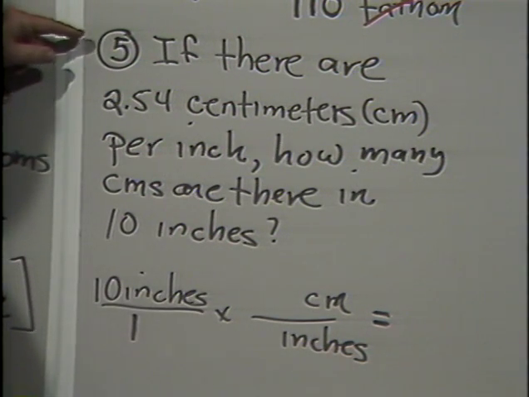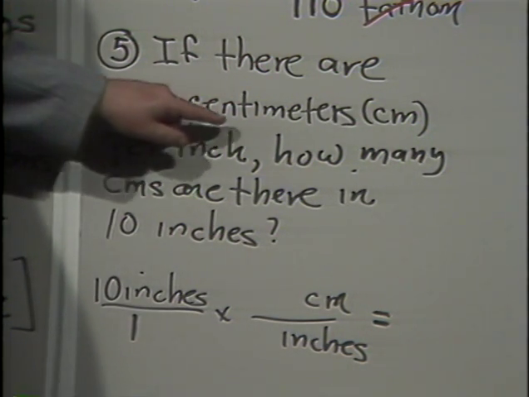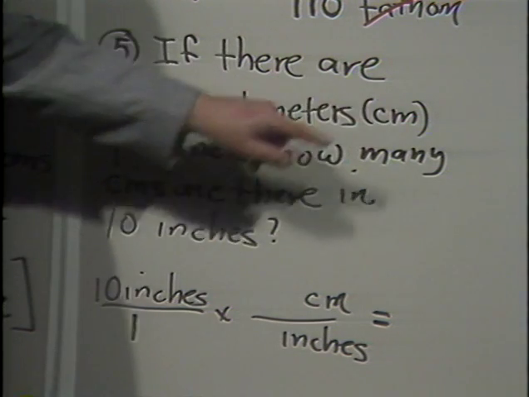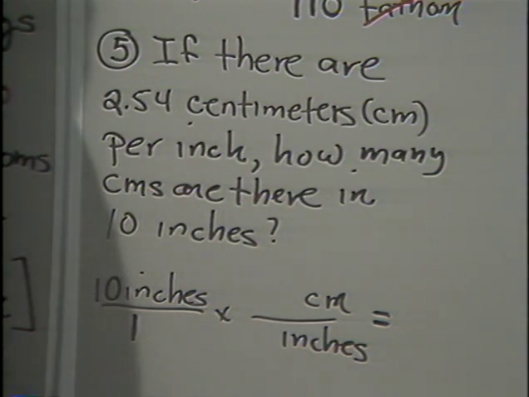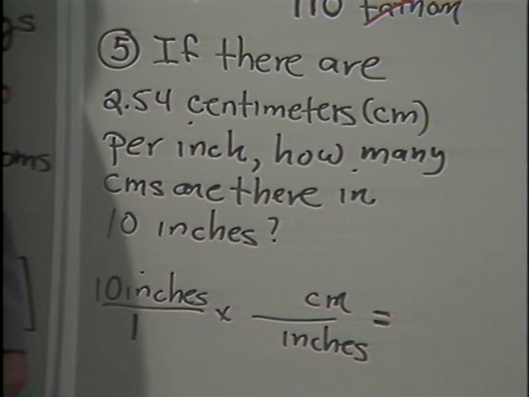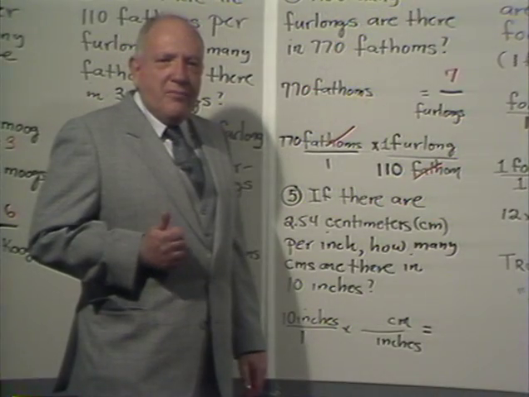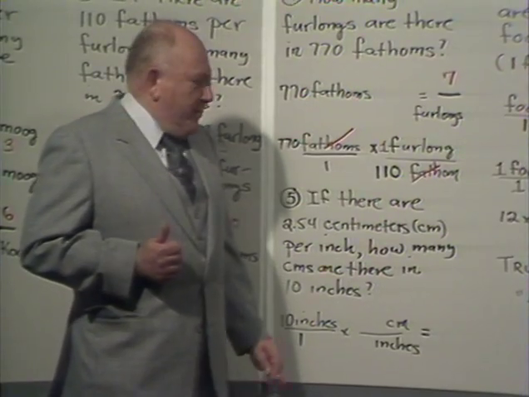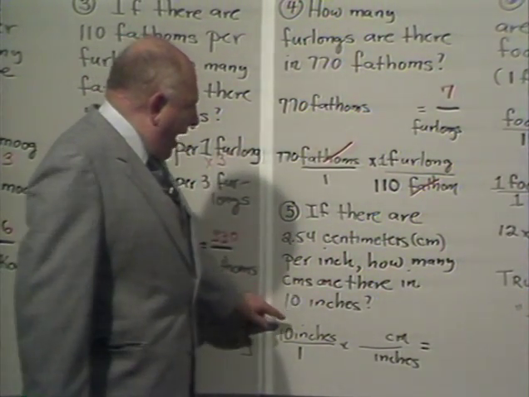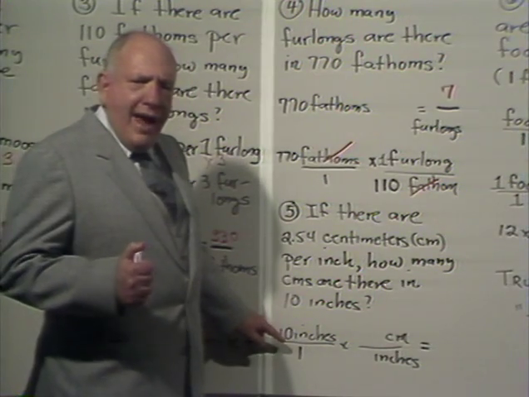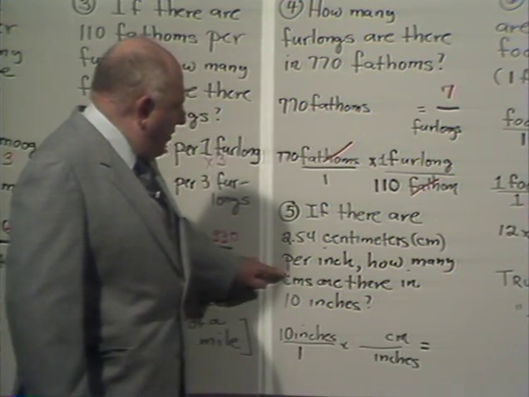Problem number 5 says, if there are 2.54 centimeters, which is abbreviated cm, per inch, how many centimeters are there in 10 inches? You may remember this as one of our illustrative problems from the preface lecture. You see, people see the word centimeters per inch and they get uptight. But now that we know how to handle dimensional analysis, how do we read this problem?